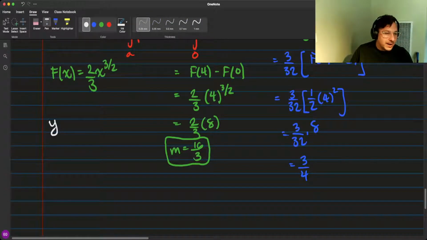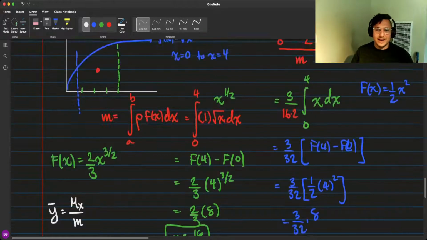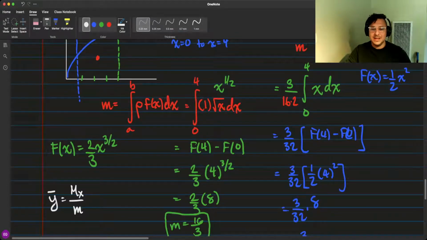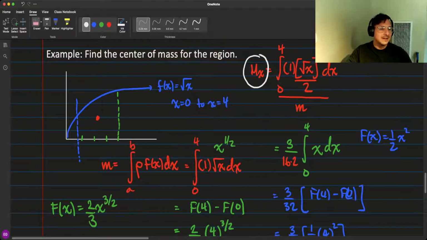If you want the x coordinate of your center of mass, it's the y moment over m. But if you want the y coordinate of your center of mass, it's the x moment over m. And which one am I calculating here? I'm calculating the x moment, which means you're going to use that to determine the y coordinate of your center of mass. So it's not that I made a mistake, I'm just using the number for the wrong thing.